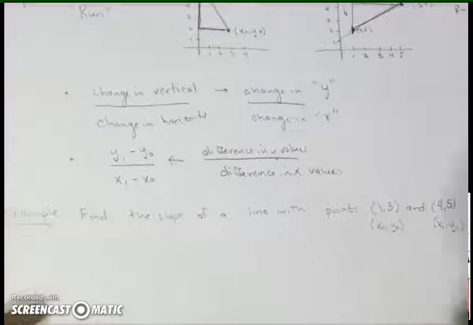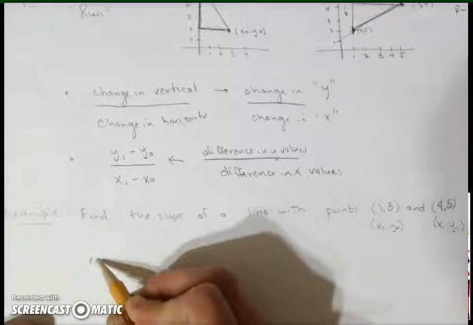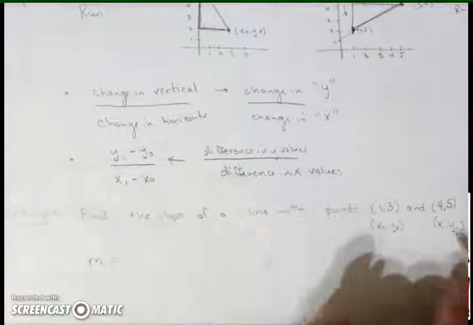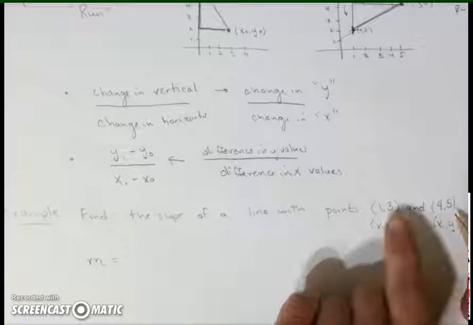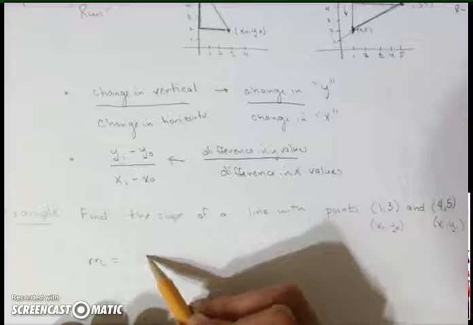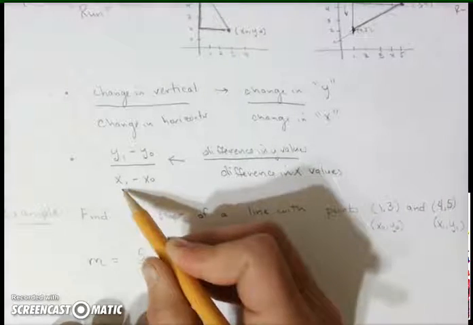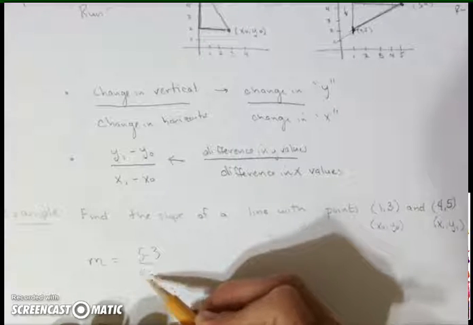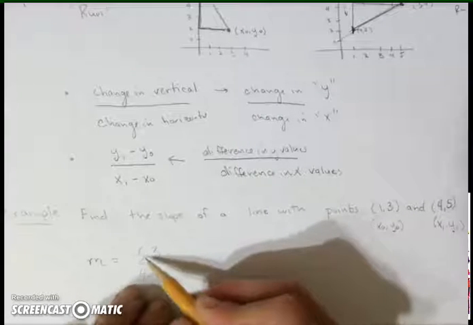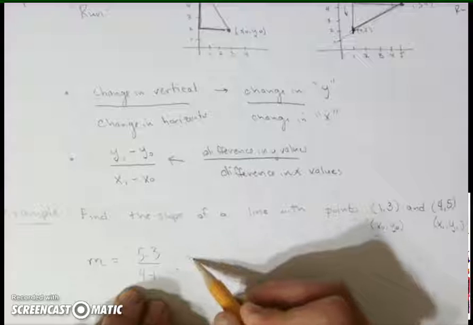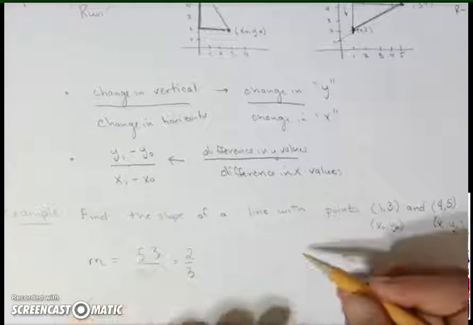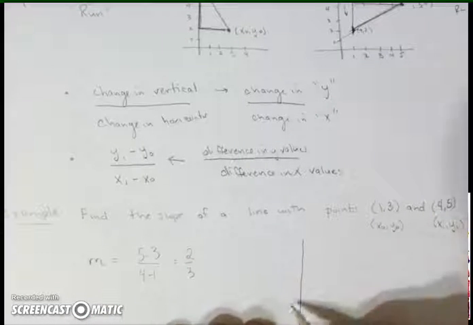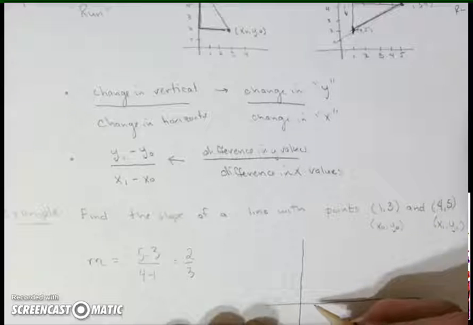as I'm consistent. So the slope, we usually denote it m, is going to be y1 minus y0, so that's 5 minus 3, divided by x1 minus x0. So that will be 4 minus 1. So the slope is just going to be 2 over 3. Now we can compare this to the graphical approach.